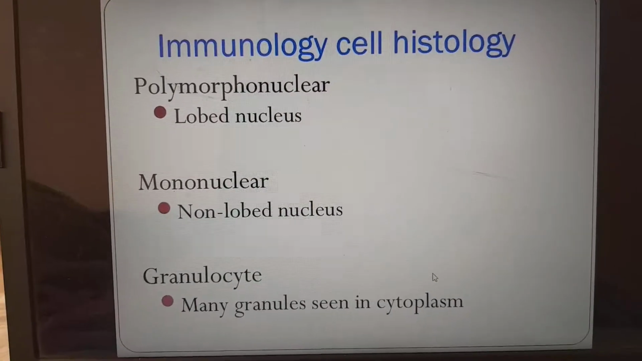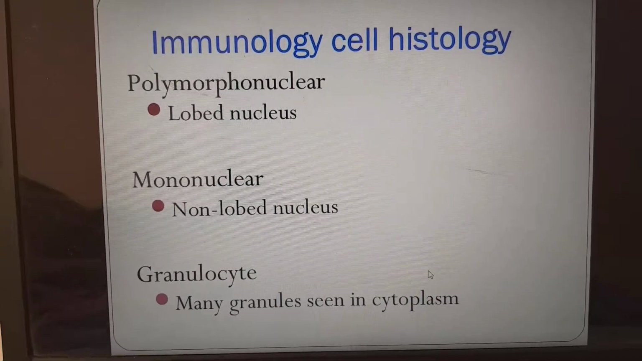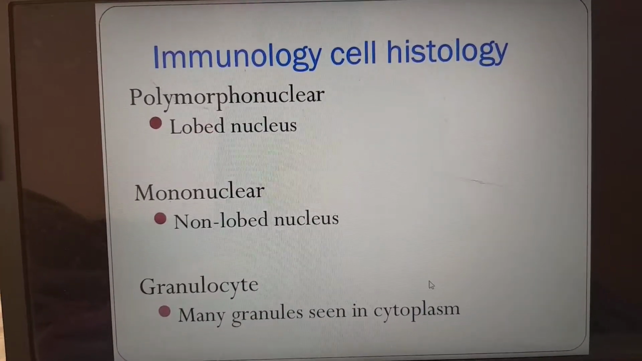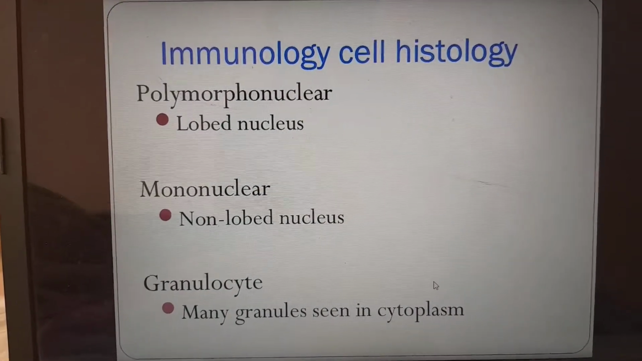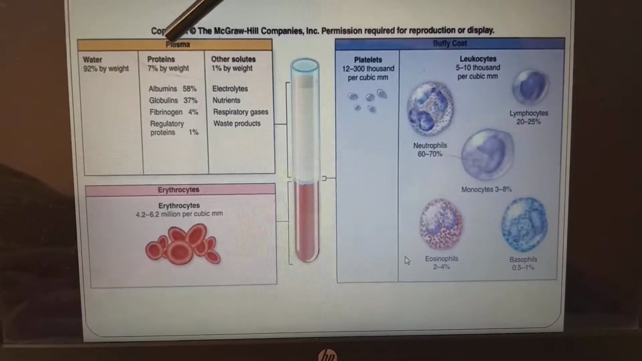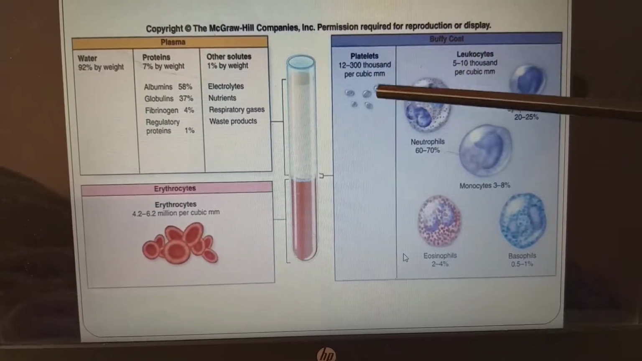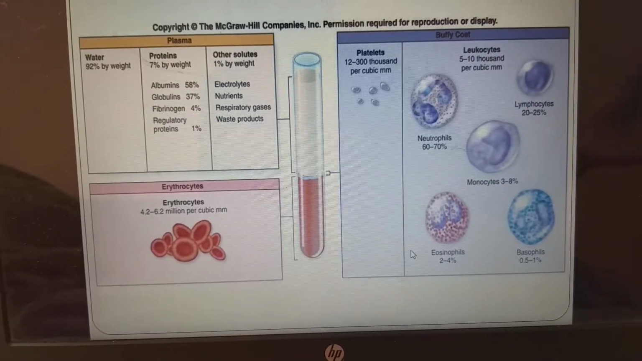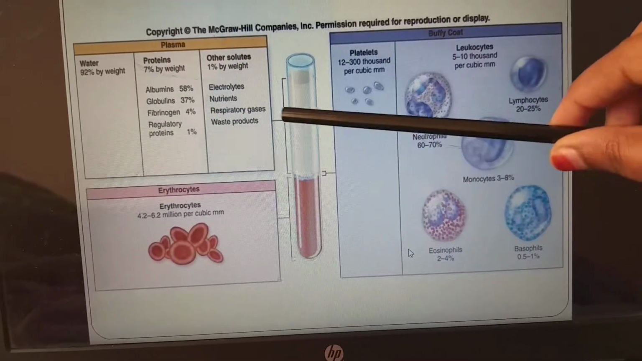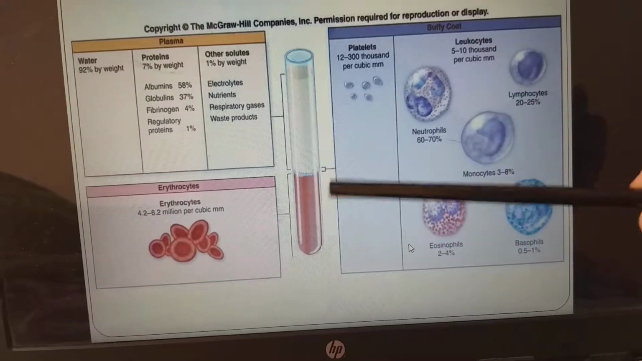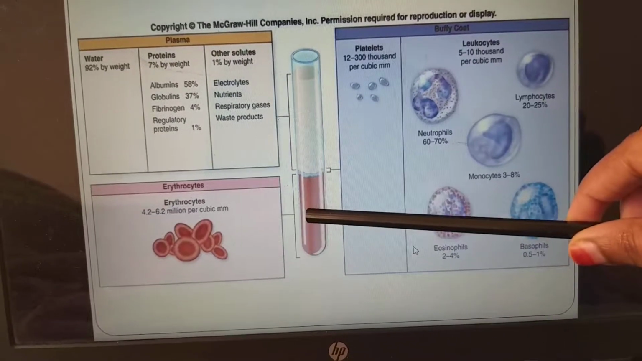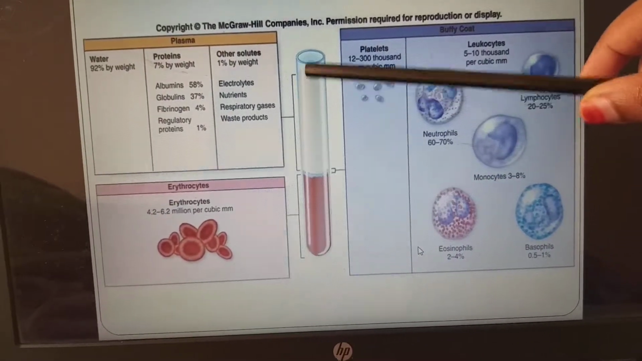Immunological cell histology. What are the cells which come under the immune system? Polymorphonuclear means lobed nucleus. Mononuclear means non-lobed nucleus. Granulocyte means many granules are seen in the cytoplasm. So this is the whole picture of the blood. We divide the blood into plasma, erythrocytes, platelets and leukocytes. For example, we have taken a sample of blood, and after centrifugation we got three layers. This red region is erythrocytes, which is around 4.2 to 6.2 million per cubic millimeter. Next, the very top layer is plasma.